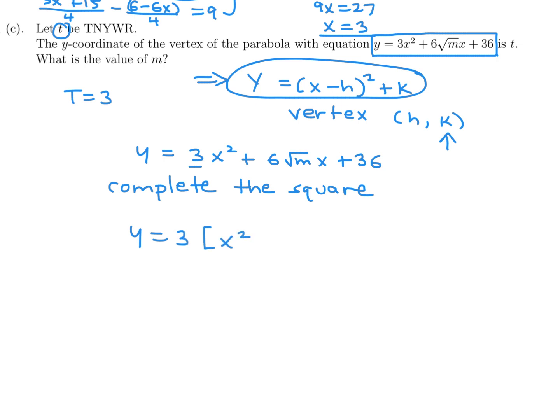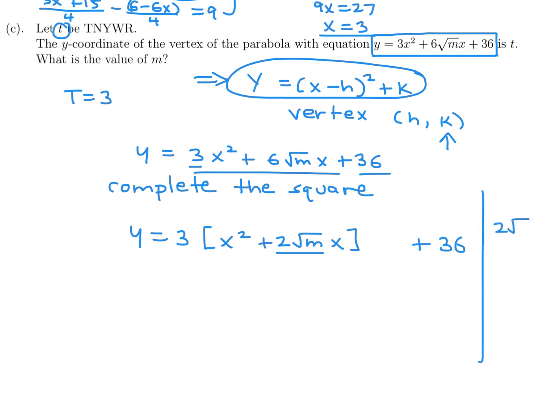So you got x squared plus 2 root m x. And then you don't need to do it for the last, only for the ones that have the x in it. And now completing the square involves looking at this coefficient, the coefficient in front of x. So I'll put it on the side here. It's 2 root m, right? Take half of it, which would be root m, and then square it, which would be m. So take half of this coefficient and then square it.